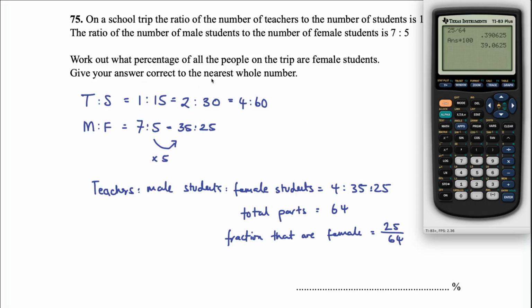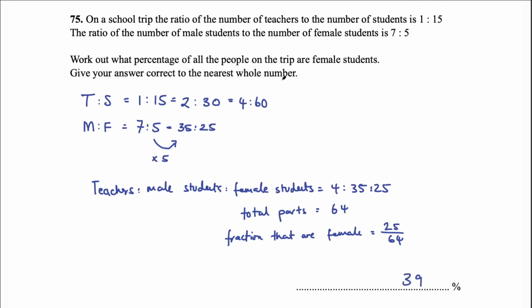39.0625, and it says give your answer correct to the nearest whole number. To do that, we look at the number after the decimal point. If it's less than 5, then we leave that number as is. So this is going to be 39% to the nearest whole number.